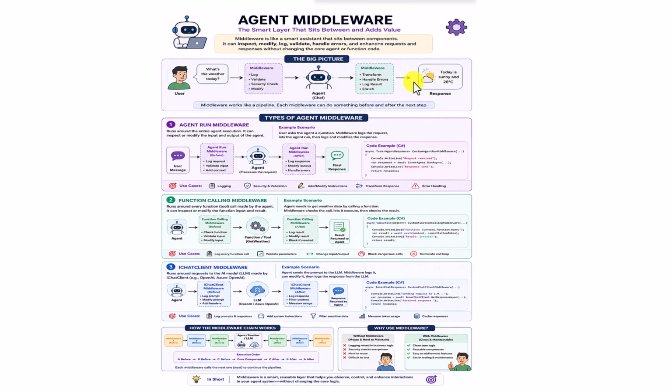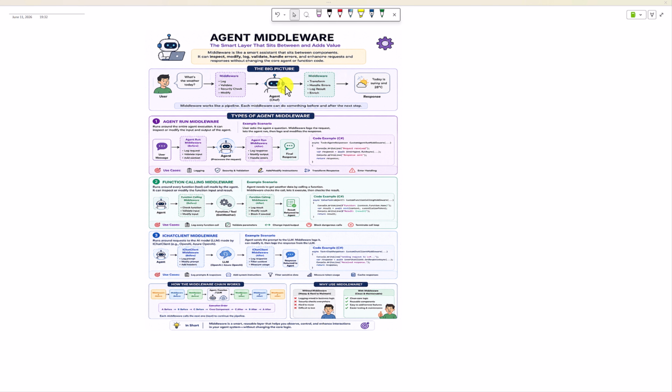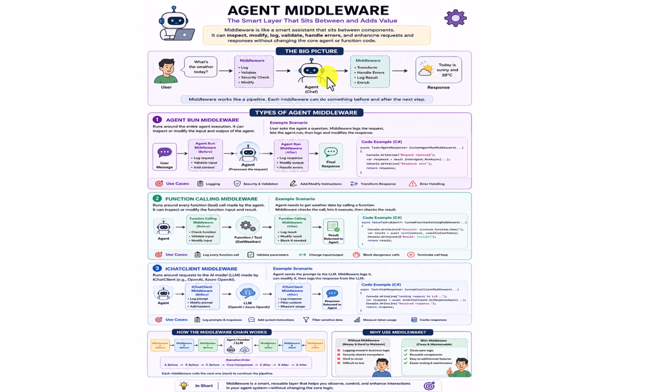Middleware works like a pipeline. Each middleware layer can do something before and after the next step. For example, one middleware can handle logging, another middleware can handle security, another middleware can transform the output. Each middleware has one clear responsibility. This keeps the agent simple. Without middleware, the agent code becomes messy because everything is mixed together. With middleware, the agent can focus only on its main job.